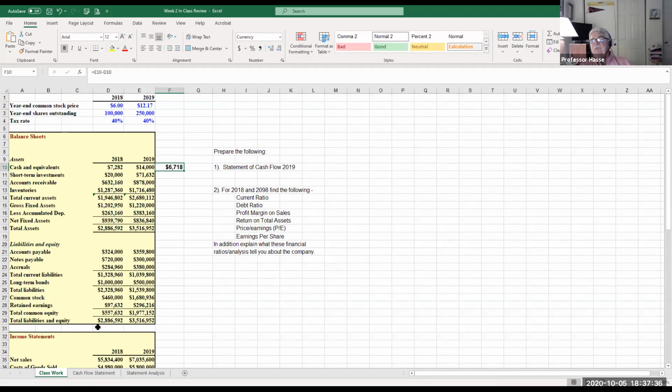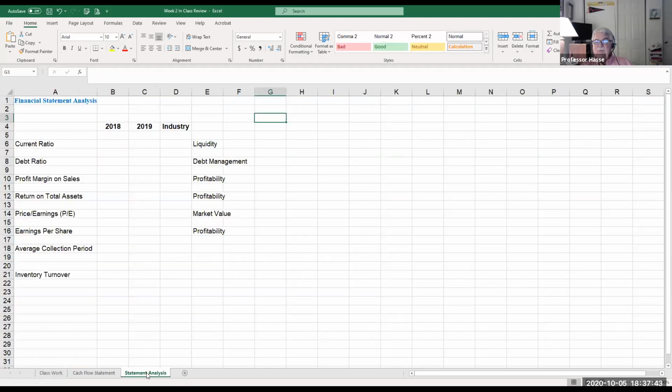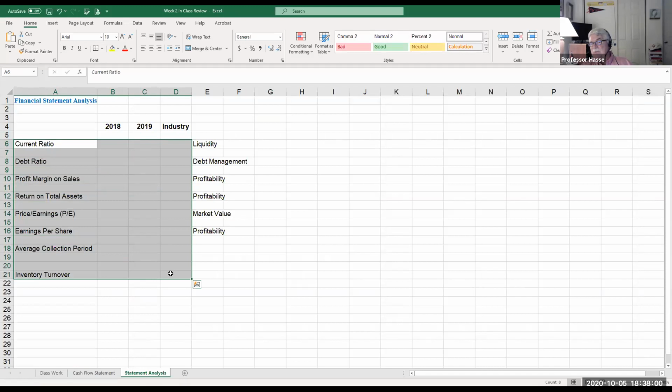So this is what chapter 3 is all about. Chapter 4 is all about taking this information and determining various different relationships in those numbers. Liquidity, debt management or leverage, profitability, market value, current ratio, debt ratio. We're going to need to know how to do all these calculations and what they tell us about a company. Page 105 of your textbook is the reference to this material.